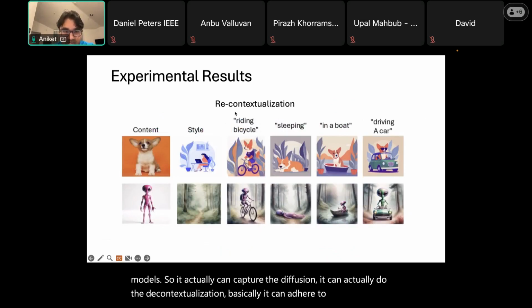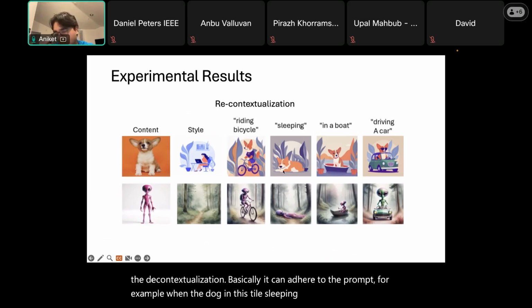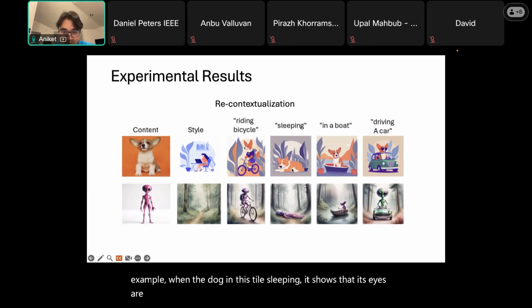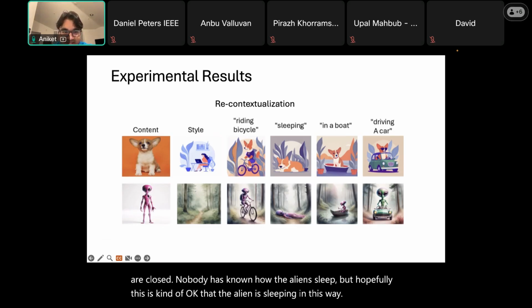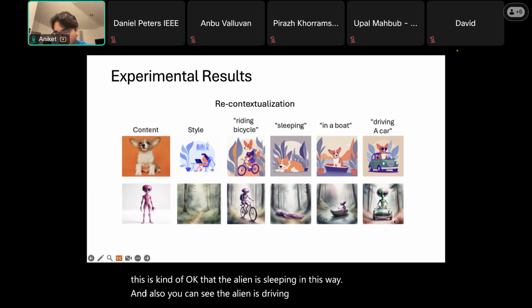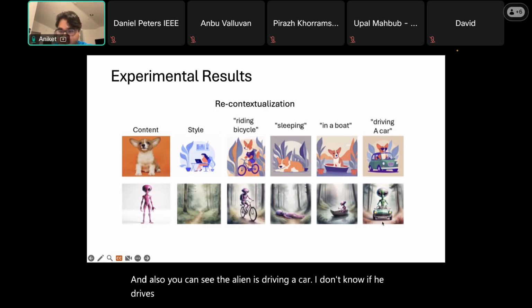For example, when the dog in this style is sleeping, it shows that its eyes are closed. Nobody knows how aliens sleep, but hopefully this is kind of okay for the alien sleeping in this way. And you can also see the alien is driving a car. I don't know if he drives the car like this, he might get a ticket here, but he is not on Earth, so I don't think it matters.